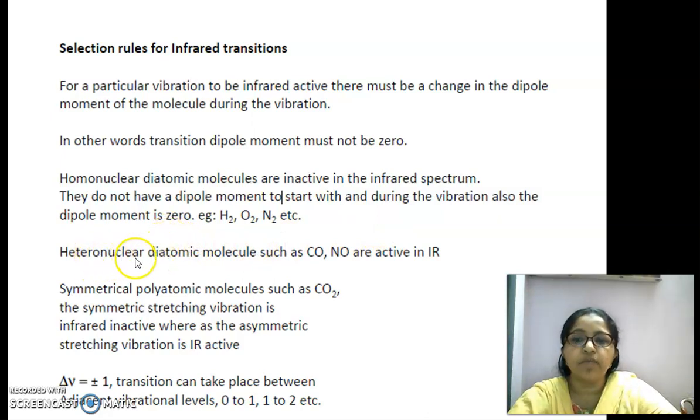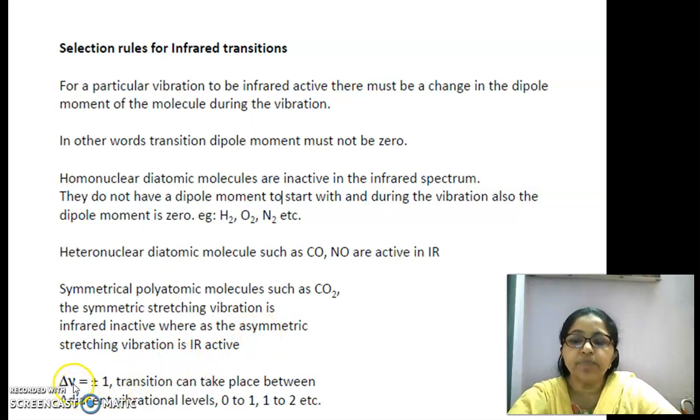In heteronuclear diatomic molecules such as CO, carbon monoxide, the vibrations are active in infrared. For symmetrical polyatomic molecules like carbon dioxide, symmetric stretching is infrared inactive, whereas asymmetric stretching is infrared active. Why? Because of the change in dipole moment when there is an asymmetric stretching.